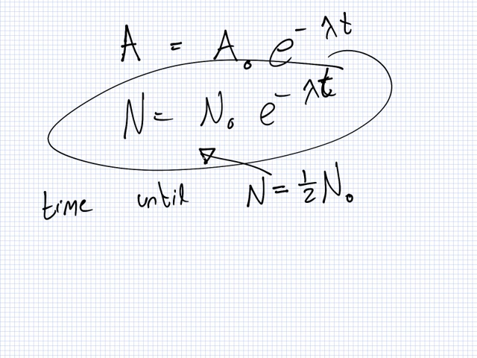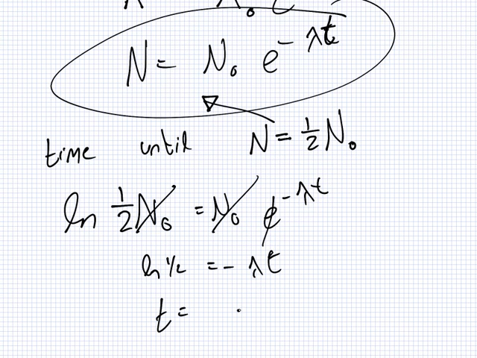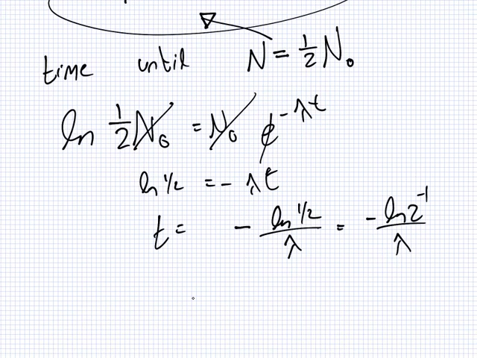Got an answer? Excellent. What did you get for T? Log 2 over lambda, I believe so. So we have a half N0 equals N0 e to the minus lambda t. The N0's cancel, and we can put a log on both sides to cancel the e. So we end up with log of a half equals minus lambda T. So the T will equal minus log of a half over lambda, which is minus log 2 to the minus 1 over lambda, which is log 2 over lambda, as you said.